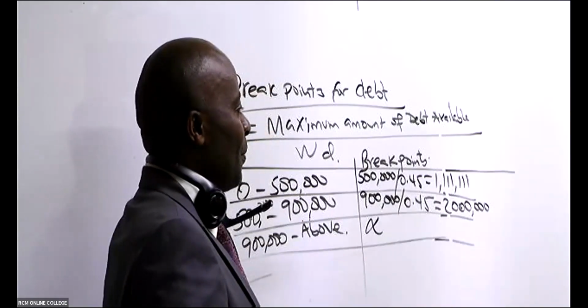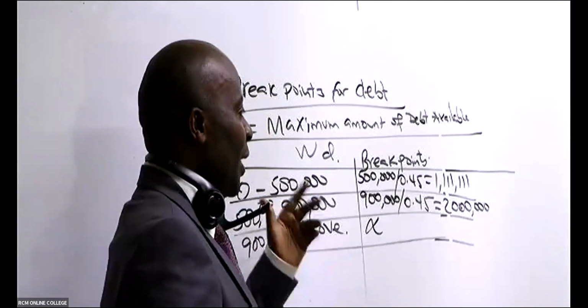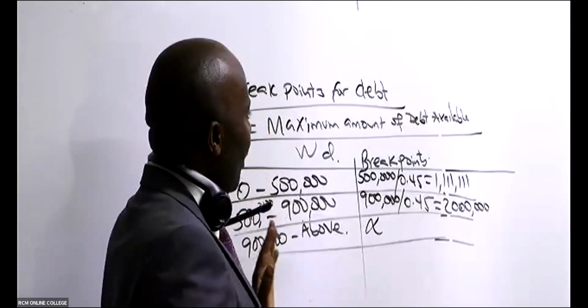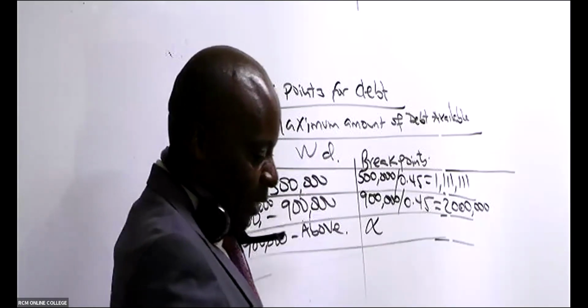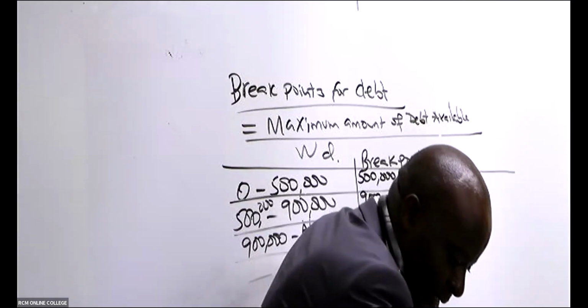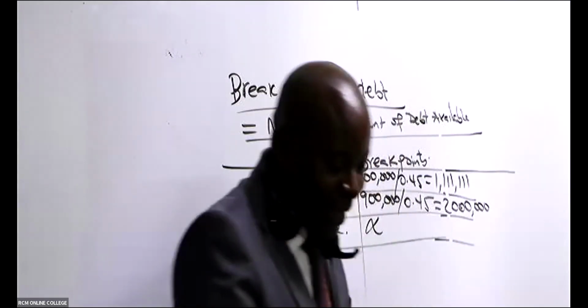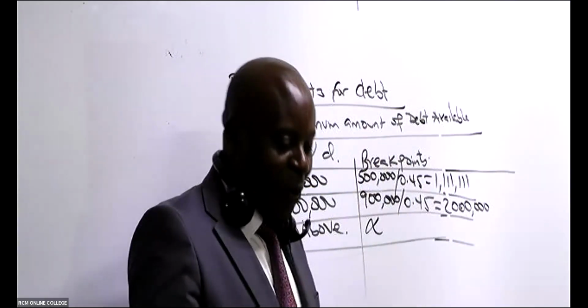So in this case, we do not have the maximum limit, and therefore you don't have what here, somebody? Breakpoint. Great. Let's leave this that way. We now go for the breakpoints for what here, somebody? Equity. Breakpoints for equity.